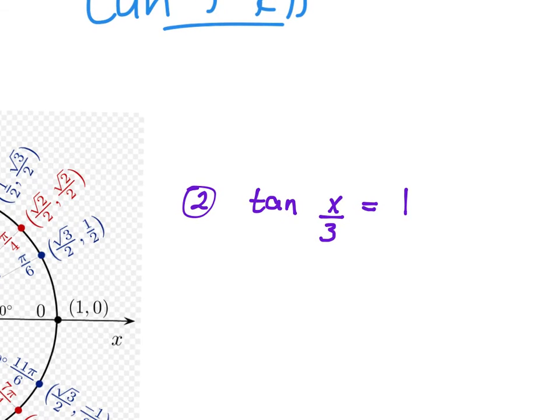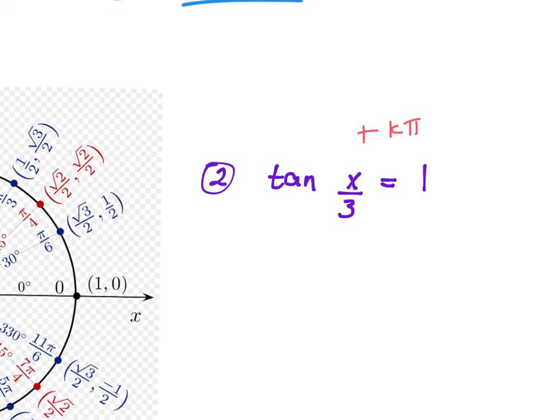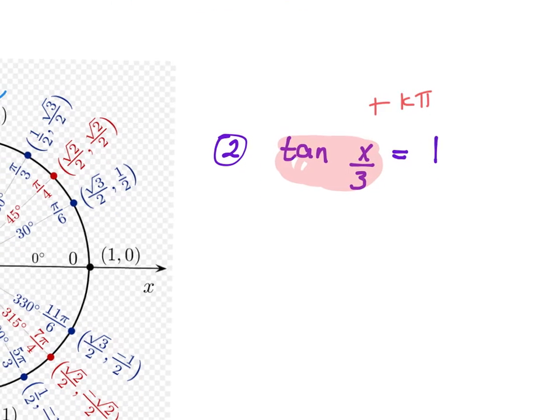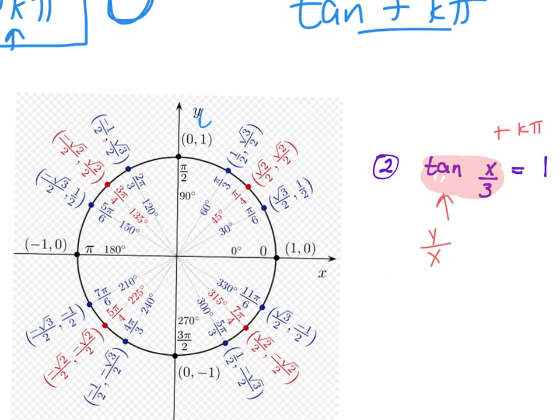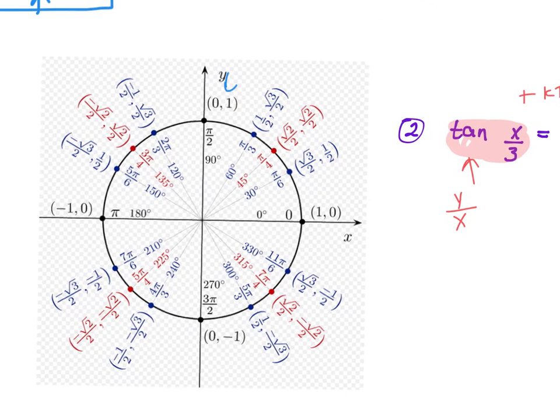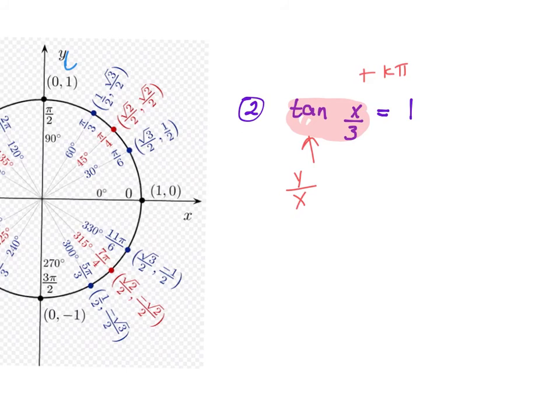So now tangent, all right? When I think tangent, I'm going to put plus k pi at the end. So I'm going to go on the unit circle, because what this is saying is: where on the unit circle is my tangent positive 1? Remember what tangent is? Tangent is y over x. So where on the unit circle would my tangent be positive 1? It would be at pi over 4, and it would be at 5 pi over 4.